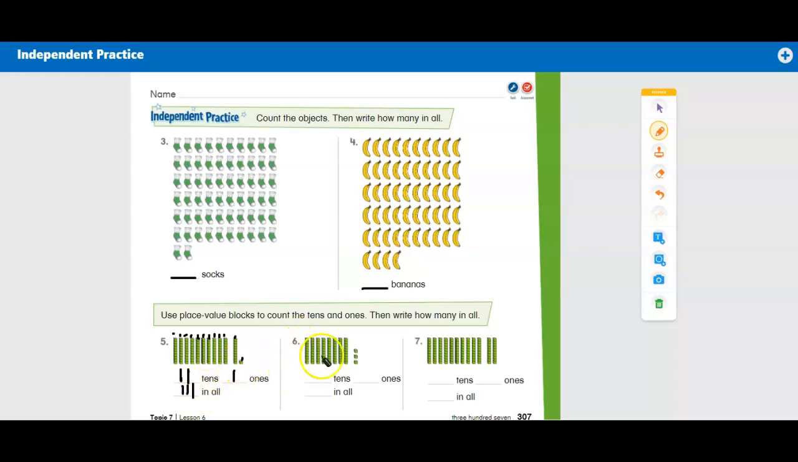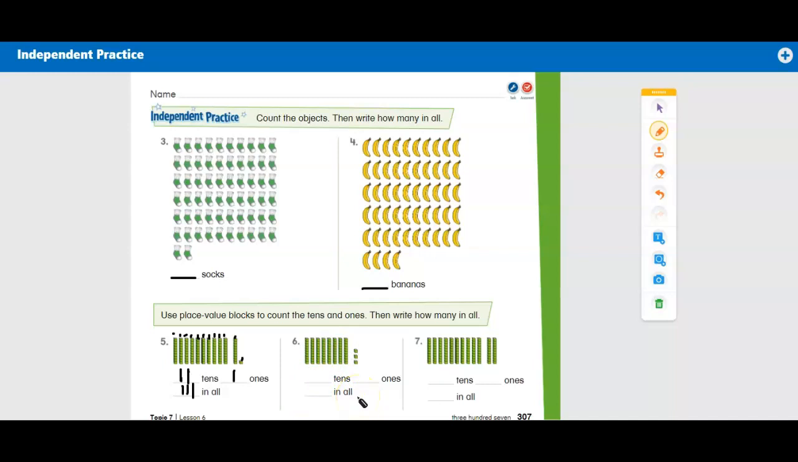For number 6 and 7, it wants you to follow the same pattern. First count how many tens blocks there are. Write that number in the blank. Then count how many ones blocks there are. Write that number in the blank. Then you will add the total number of all of the blocks to find how many in all.